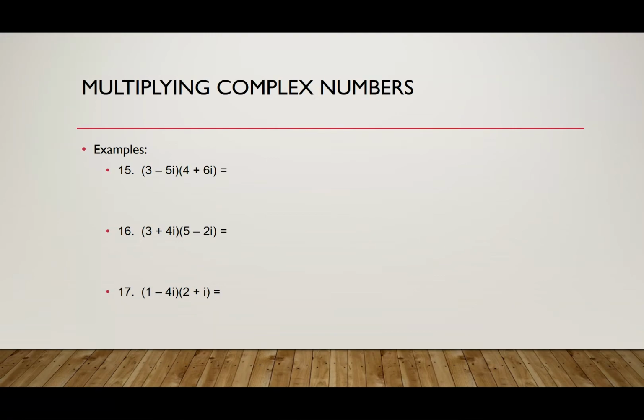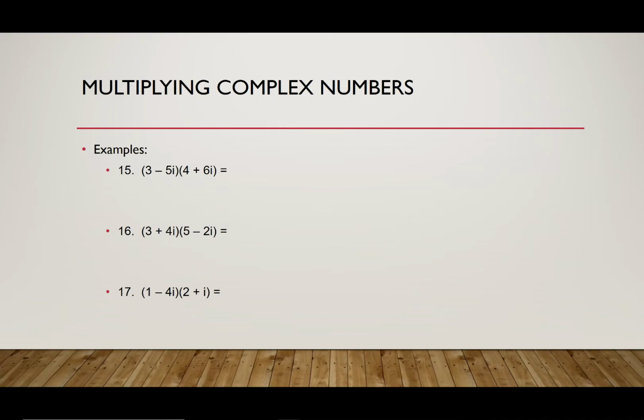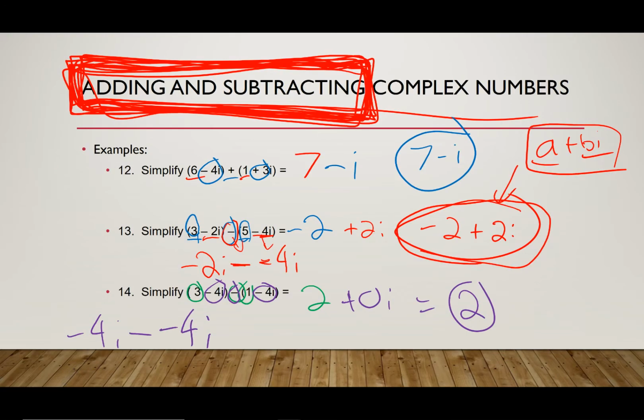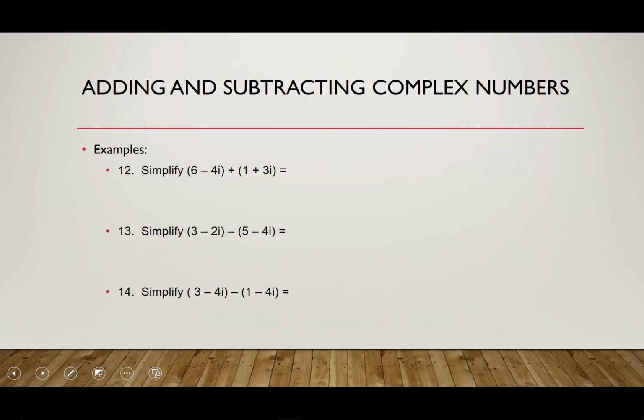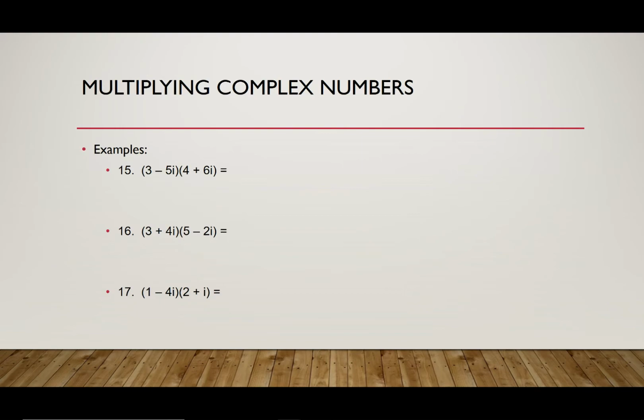Multiplying complex numbers. It's the same thing as any kind of multiplying. Notice they look similar to the last problems, but there is no plus sign or minus sign between them, which means you're multiplying. So pay attention to the difference. They both have 2 complex numbers in parentheses, but these have plus and minus signs between them and these do not. Plus or minus means add or subtract. No plus or minus means multiply.